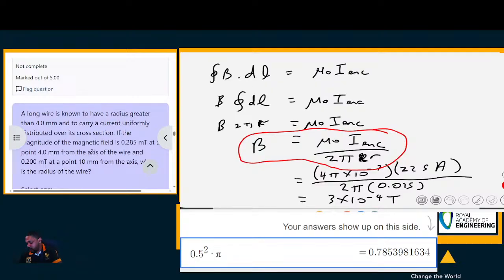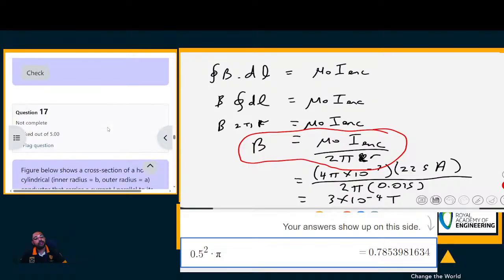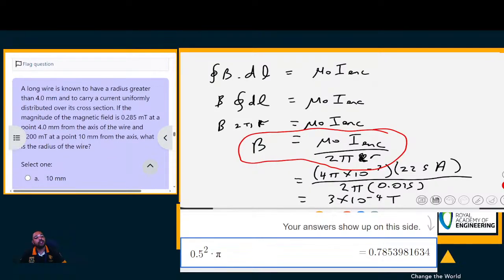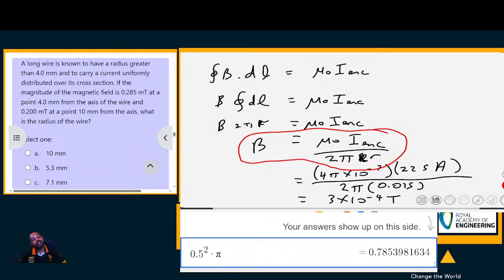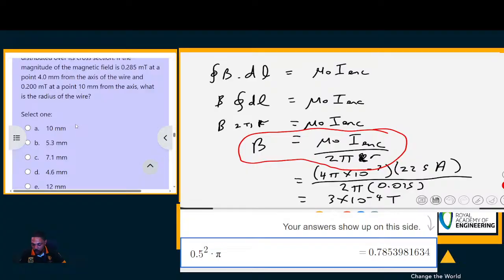Last question in this case. Question number 16. A long wire is known to have a radius greater than 4 millimeters and to carry a current uniformly distributed over its cross section. Okay. If the magnitude of the magnetic field is 0.2 millitesla at 4 millimeters from the axis of the wire and 0.2 millitesla at 10 millimeters from the axis, what is the radius of the wire? Okay, so we want the radius of the wire.